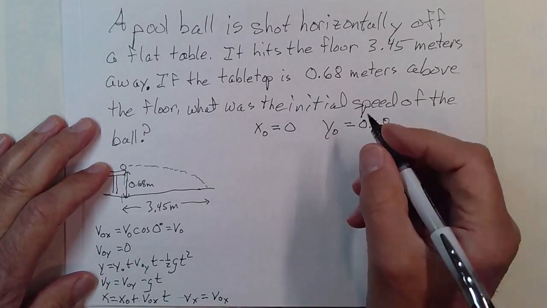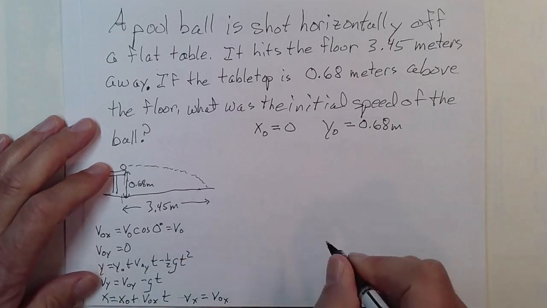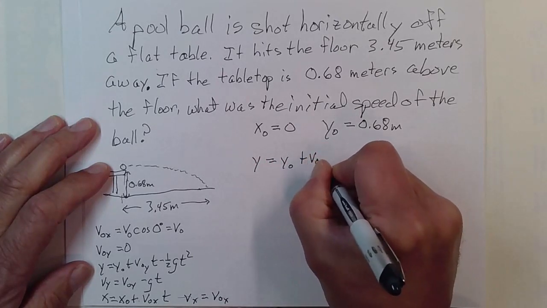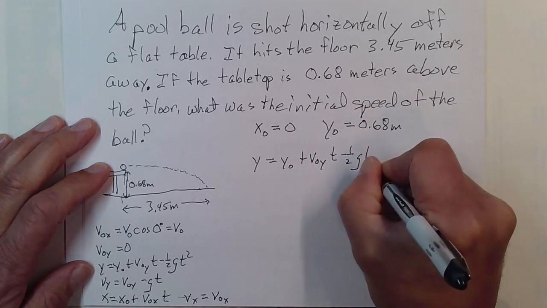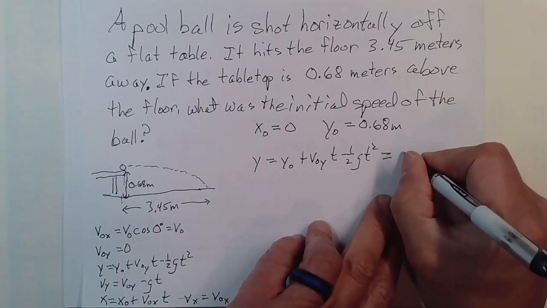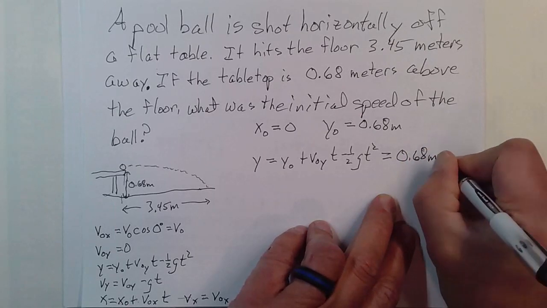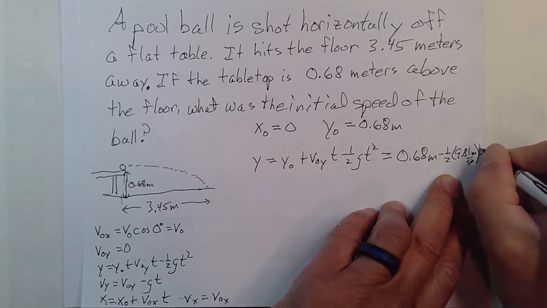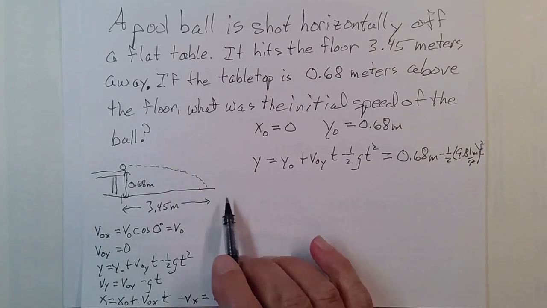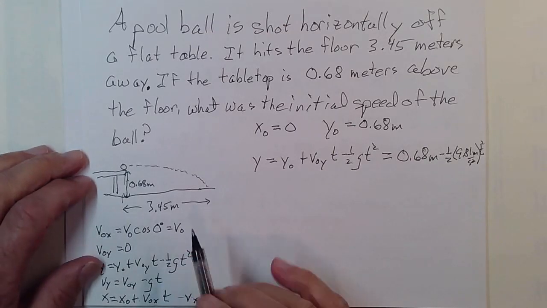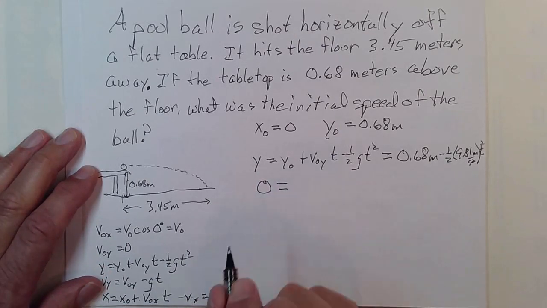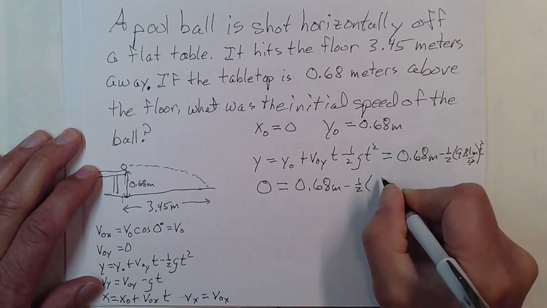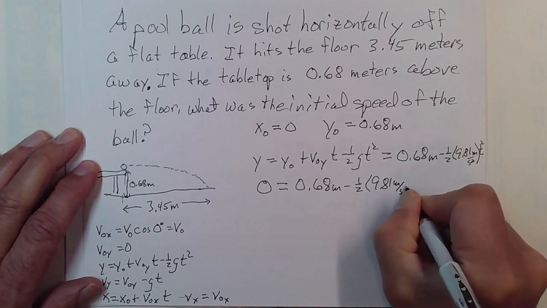Writing the y equation though, with what I have, that v naught y is equal to 0, the y equation becomes, I'll go ahead and write the general form first, y naught plus v naught y t minus 1/2 gt squared will equal, in this case, 0.68 meters minus 1/2 times 9.81 meters per second squared t squared. Okay, now when the ball strikes the floor, y is going to be 0. And so I'll have this 0 at some point in the future is going to equal 0.68 meters minus 1/2 times 9.81 meters per second squared times t squared.